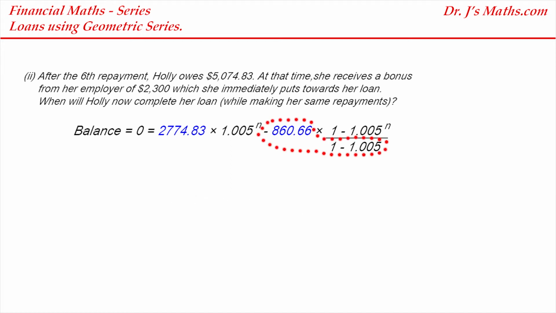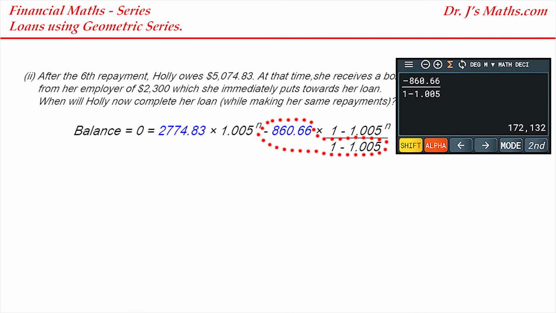So we put the bit that I've circled into the calculator, as we always do, because we want to get rid of that denominator so we can get to the 1.005 to the n terms, and we get this massive figure of 172,132. It's still a lovely number, just a bit bigger than we'd expected, but that doesn't matter.